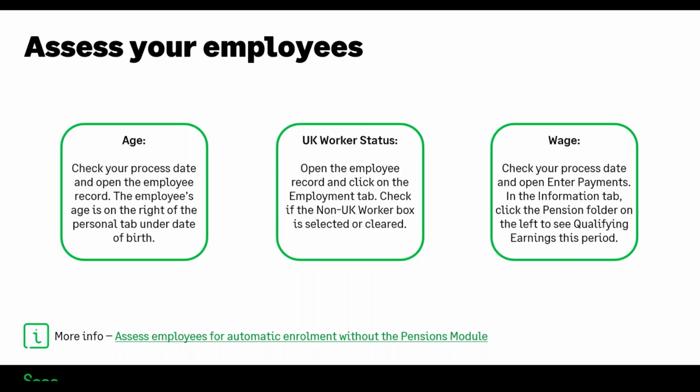And finally, for their wage, again, check your process date is set to your next pay date and open up Enter Payments. In the Information tab, there's a little Pensions folder on the left, and you can check the qualifying earnings this period in there. And once you've assessed your employees and you know who is eligible and needs to be automatically enrolled, it'll then be time to assign the scheme to your employee.